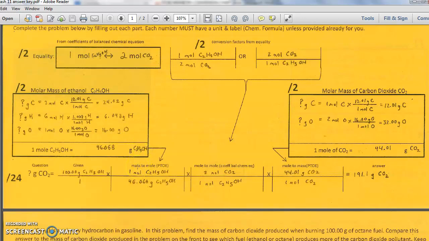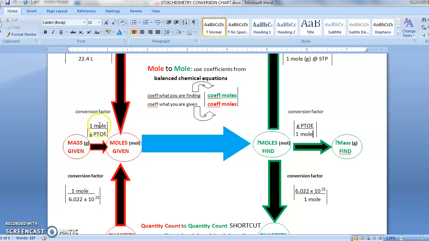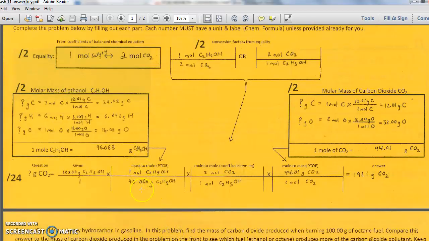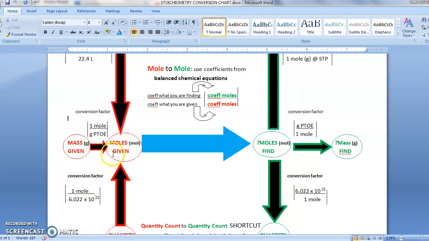Now, how do I know what to put on top? Do I put the grams on top or the moles on top? We look over here, it looks like moles. 1 mole goes on top. So I put the 1 mole on top and the mass on the bottom. If you don't have the chart in front of you, you are given a mass, grams. So grams of C2H5OH is on top. We need it on the bottom so that grams will cancel with grams. And then I'm now in moles of C2H5OH, and I need to convert that to moles of CO2.